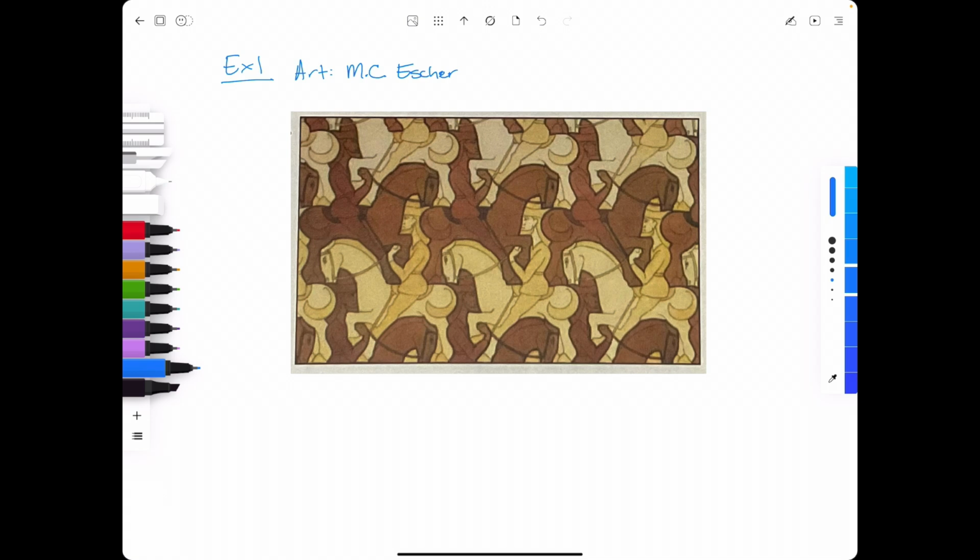So there's a repeating pattern in here. You can kind of see it right away. You're like, well, yeah, I see a guy on a horse, a guy on a horse, a guy on a horse, over and over. But what is the part? Identify the transformation and the repeating figure in this tessellation.